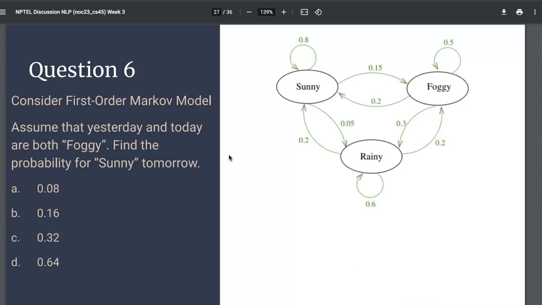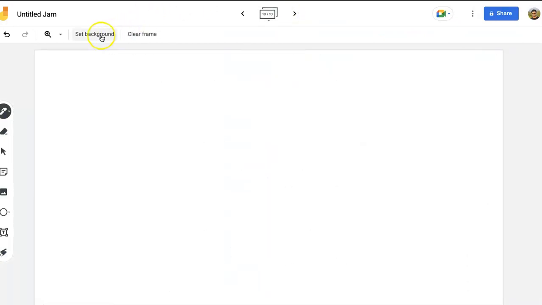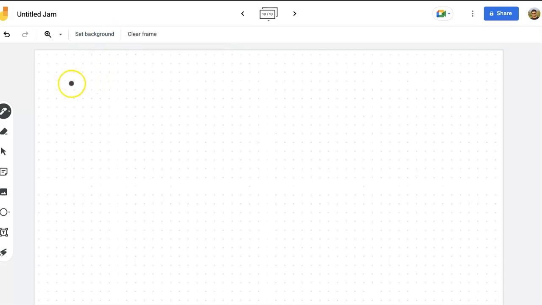Now let's go to the next question, which is related to the Markov model. So again, recall: what is the Markov model? If you remember, what is the Markov model?